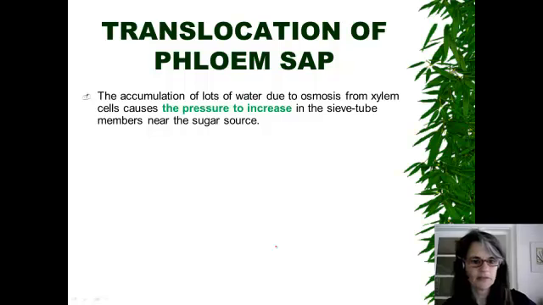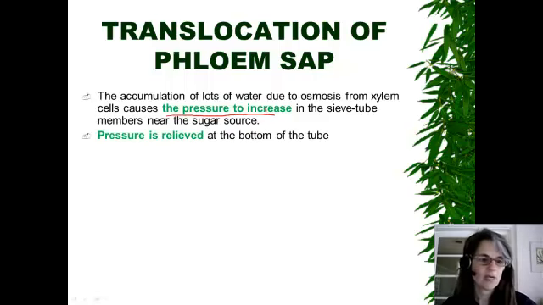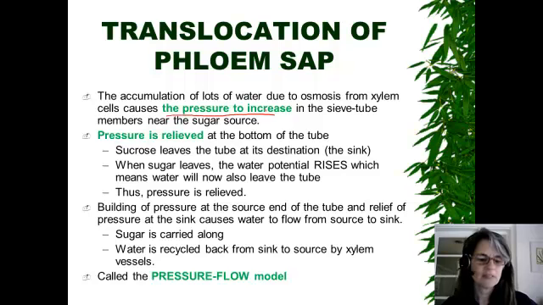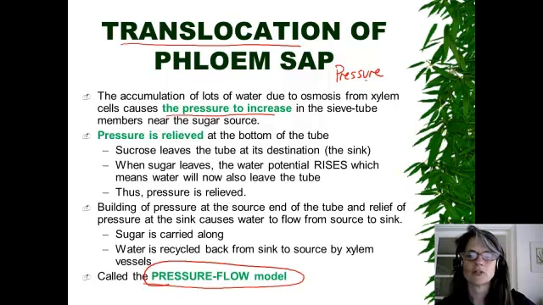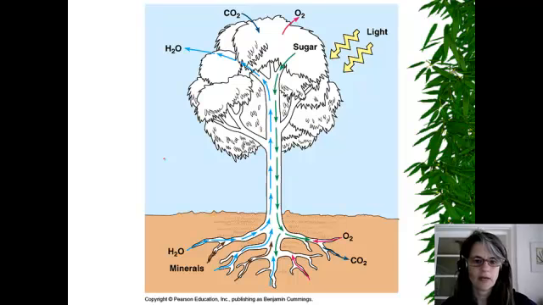So, the accumulation of lots of water in the top part of the phloem due to the accumulation of lots of sugar causes the pressure to increase. Pressure is relieved at the bottom. We've already talked about all this. This is called, you might want to know this term, the pressure flow model of translocation. So translocation and what we've just learned is the pressure flow model for how translocation of this sugar sap occurs. All right.